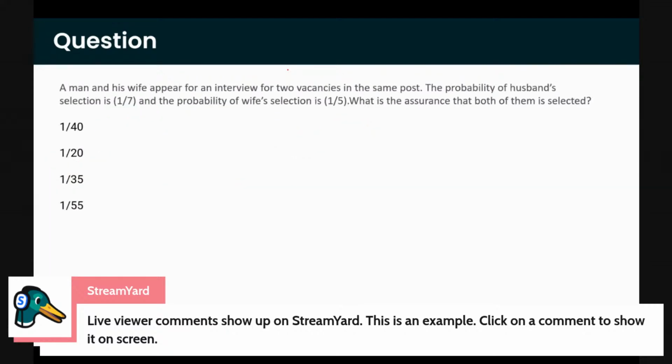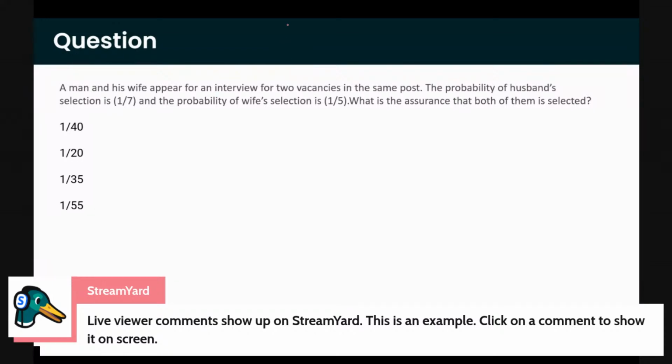Even this is also a very simple problem. A man and his wife appear for an interview for 2 vacancies in the same post. The probability of husband selection is 1 by 7 and the probability of wife selection is 1 by 5. What is the probability that both of them are selected?